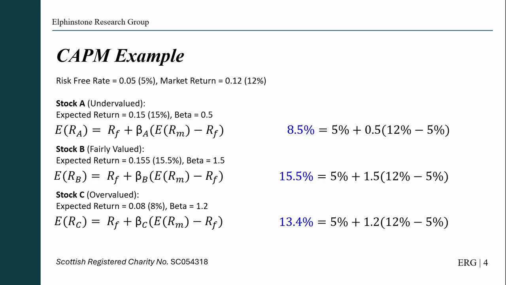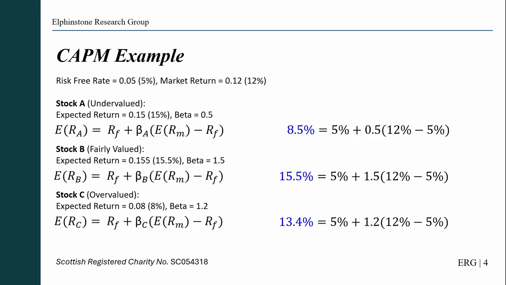So going back to our example with stock A, if you plug in the risk-free rate, beta of stock A, and market return, you'll get 8.5% required rate of return. We then compare that to the expected return of stock A, and because the 8.5% is smaller than the expected return of 15%, we come to the conclusion that stock A is undervalued. Looking at the security market line visualization in the next part will make this so much easier to understand once we visualize it.